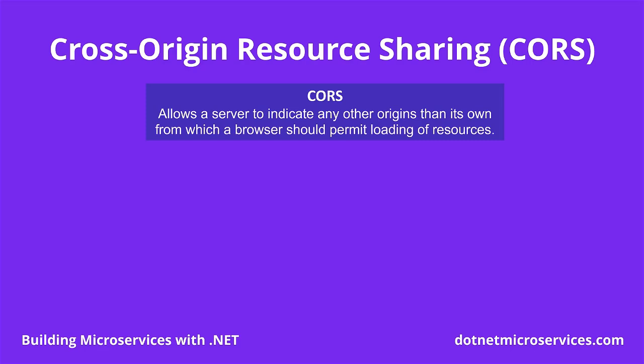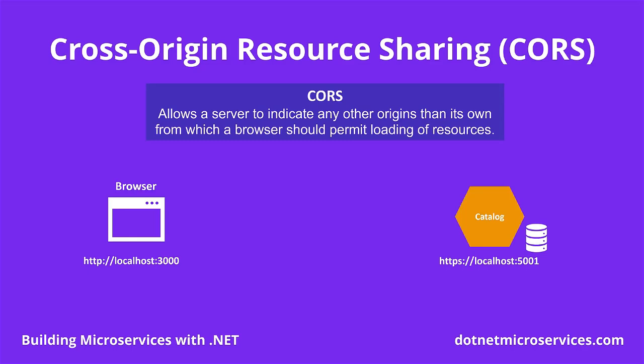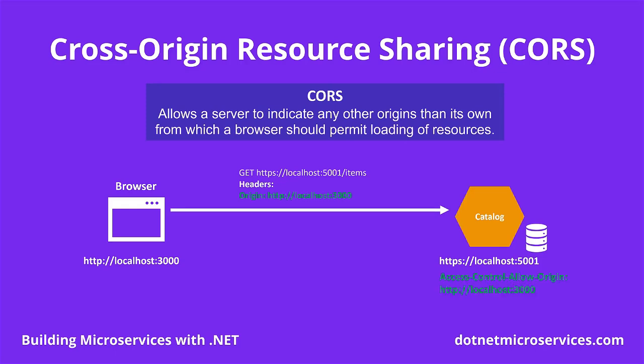Once again, the browser has loaded the front-end page. Now, the catalog section is requested and a GET request is sent to the catalog microservice. And since catalog is hosted in a different origin, the browser appends the origin header. The difference this time is that the catalog microservice has been configured with the access control allow origin header, which indicates all the other origins that are allowed to call the REST API. In this case, this header has been configured with the origin where the front end is hosted, HTTP localhost 3000.